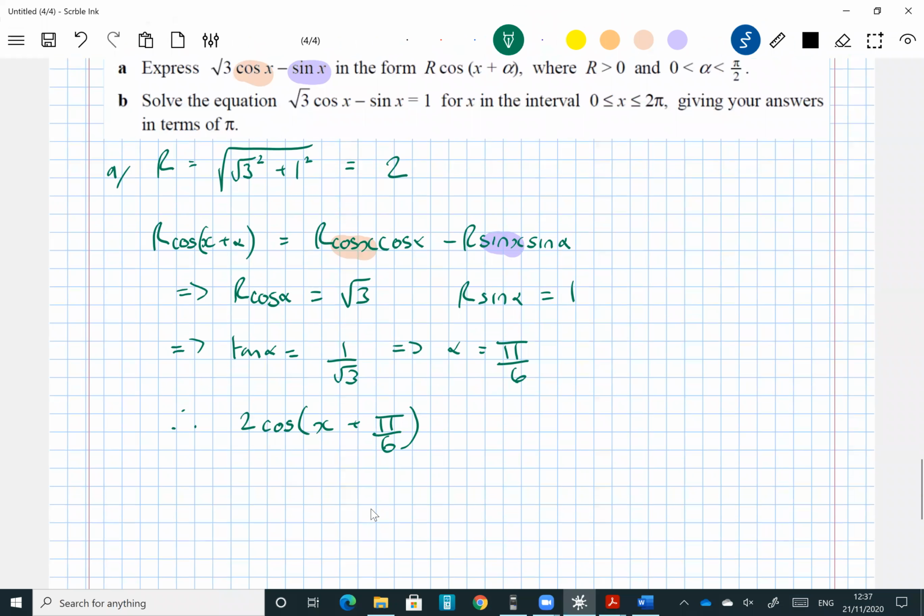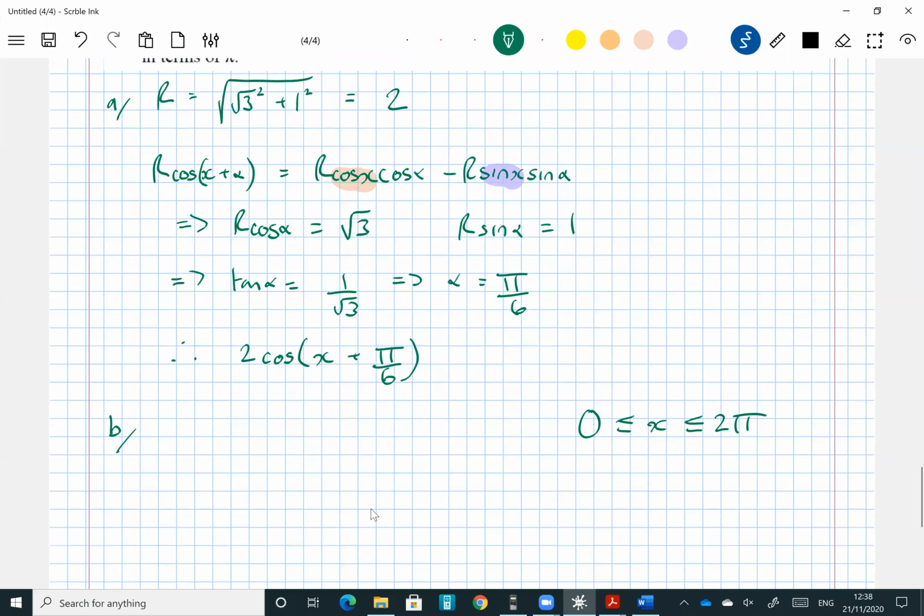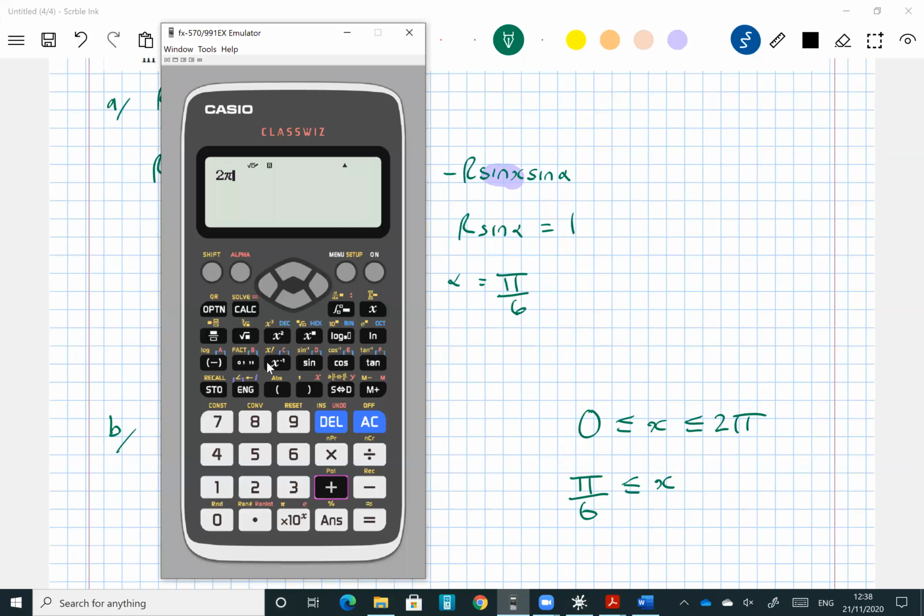So part B, they're asking us to solve the equation for answers from 0 to 2 pi. However, we're solving it not for x currently, we're solving it for x plus pi over 6. So at each side, pi over 6 is being added. So we're solving for all the multiple solutions between pi over 6, because we'll add pi over 6 to each limit, and 2 pi plus pi over 6.